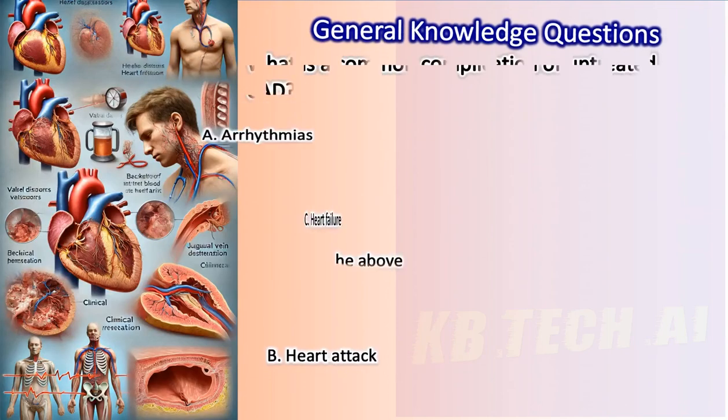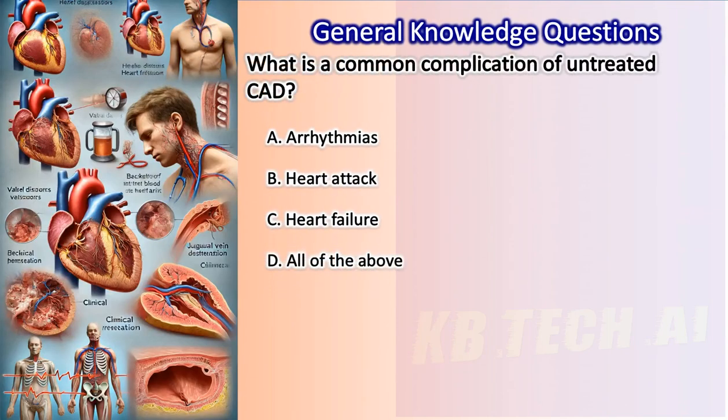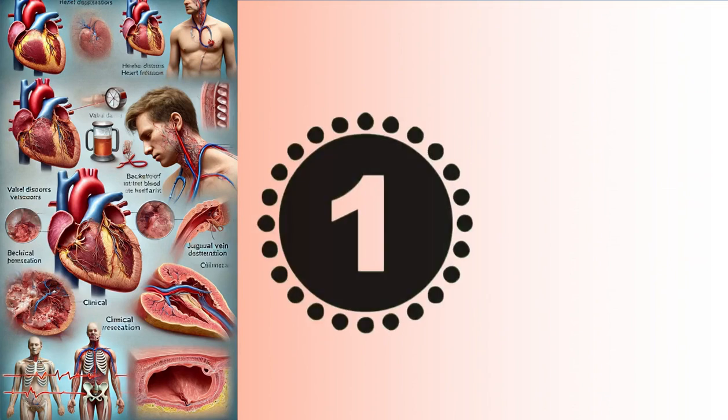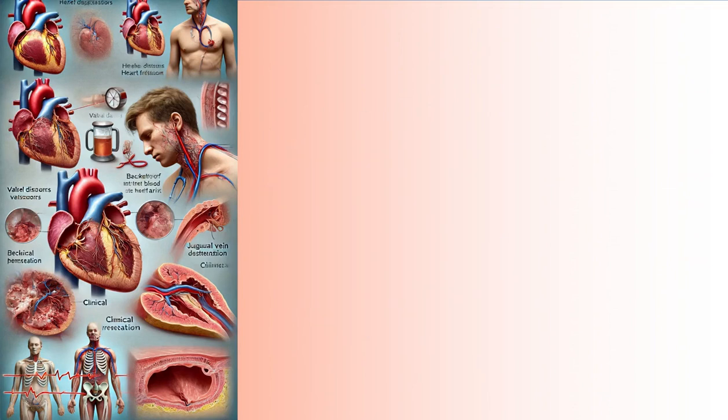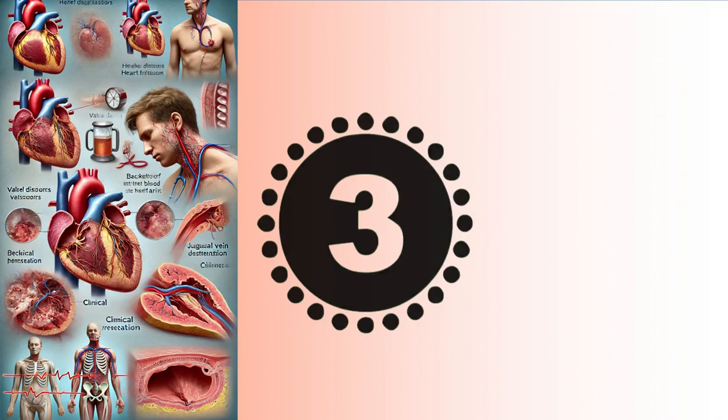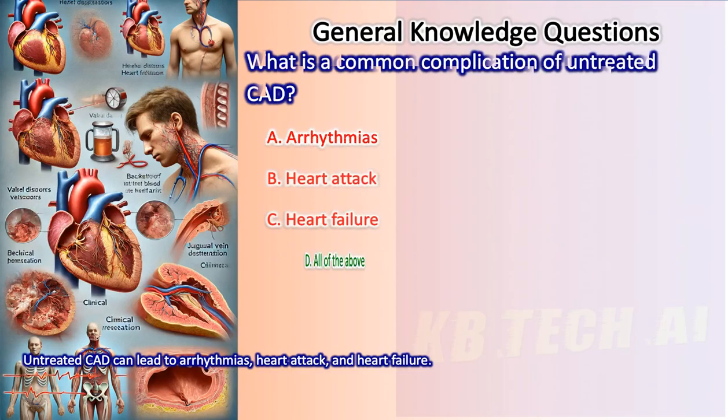Angioplasty. Which is a common complication of untreated CAD? Option 1. Arrhythmias. Option 2. Heart attack. Option 3. Heart failure. Option 4. All of the above. The answer is option 4.